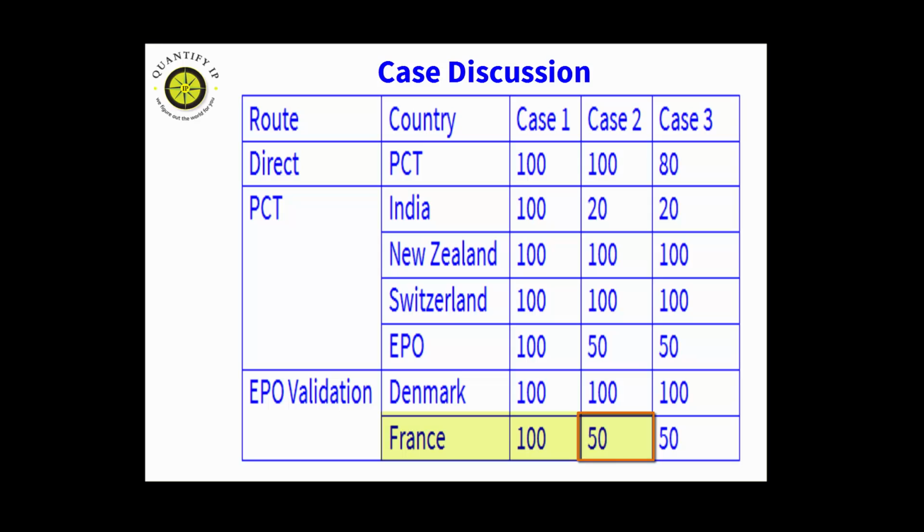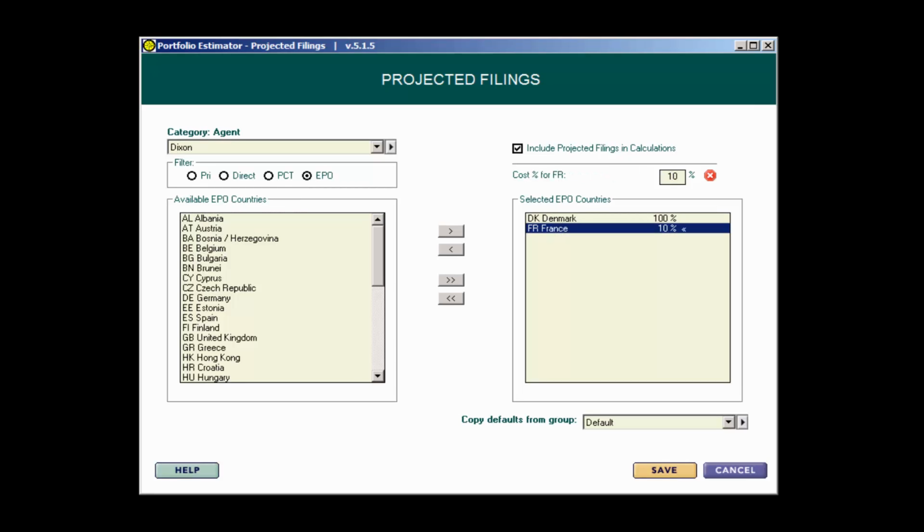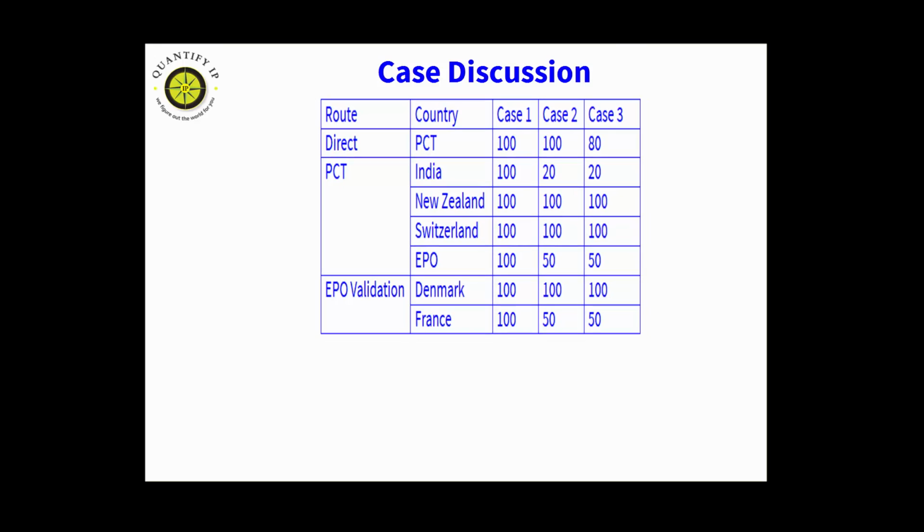For the EPO validation, we can have yet another calculation. If, for example, you only validate in France about 50% of the time that you file to the EP, then projected costs included would be 100% of the PCT costs, 50% of the costs for the EP, and 25% for France. The 25% for France is calculated as 100% for the PCT times 50% for the EP times 50% for France equals 25%.